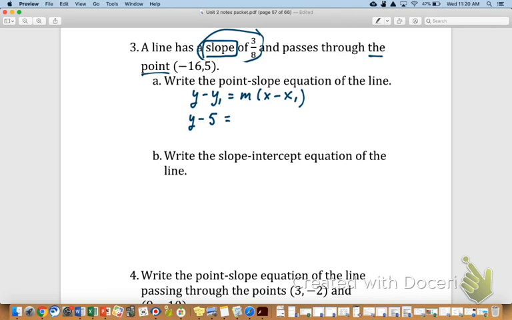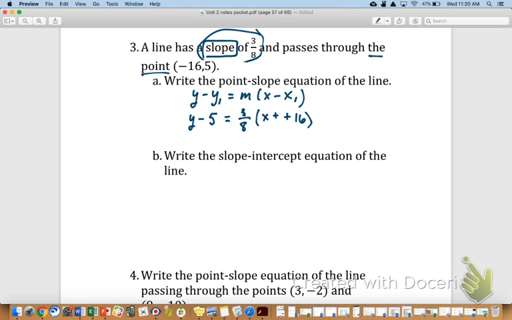What do you think, Sophia? 3/8. Yeah, it comes right out and says slope is 3/8. M stands for slope. Makes perfect sense. And then what would I put in place of x1? Negative 16. So wouldn't it be x minus negative 16? Really turns into just x plus 16.